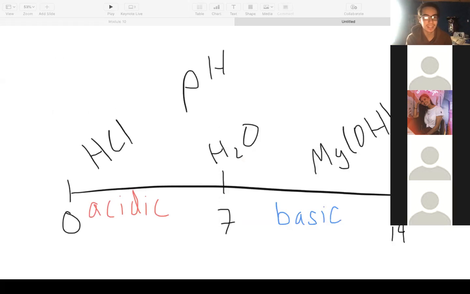So let's talk about pH. You can see here that the closer we get to 0, the more acidic something becomes. An example there is HCl, hydrochloric acid, pretty obvious. It's an acidic thing. Right there in the middle, we have water, which has a pH of 7. And the more we go to the right, or the closer we go to 14, we have a more basic compound. An example there is magnesium hydroxide. So yeah.